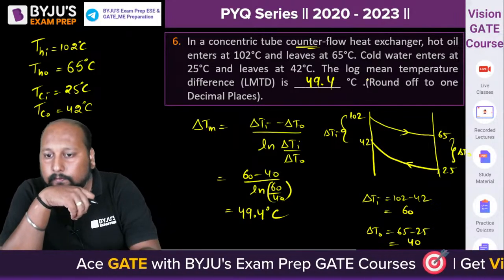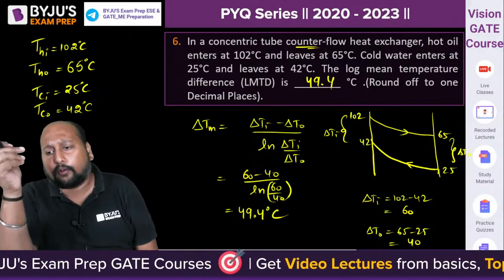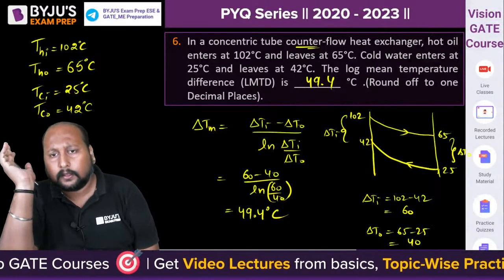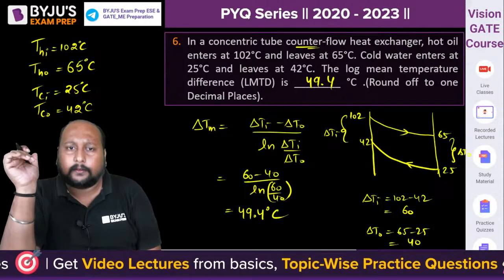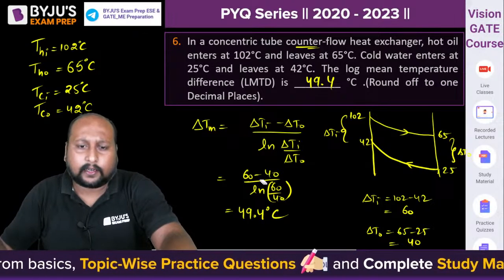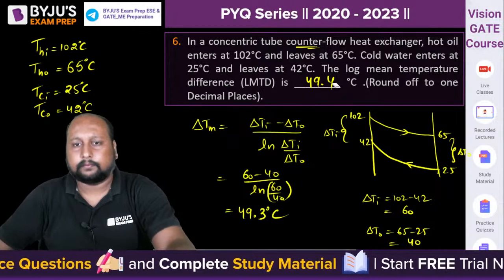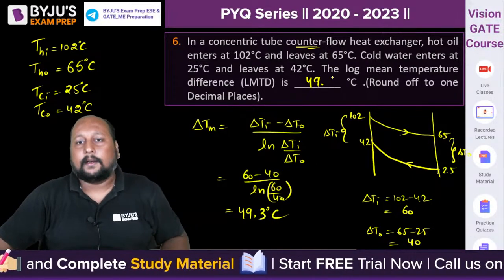Are we getting this? Round off to 1 decimal, we can say 49.4 or 49.3, both are correct. Actually, I am getting 49.333 something. Clear? Done?